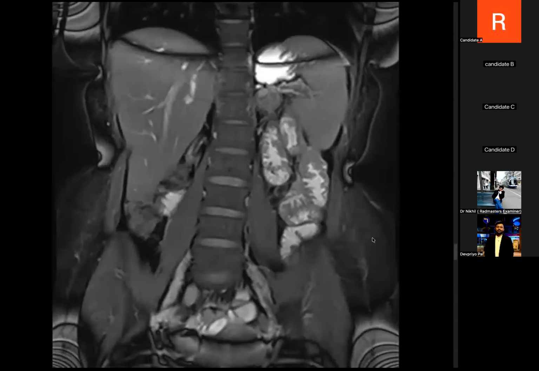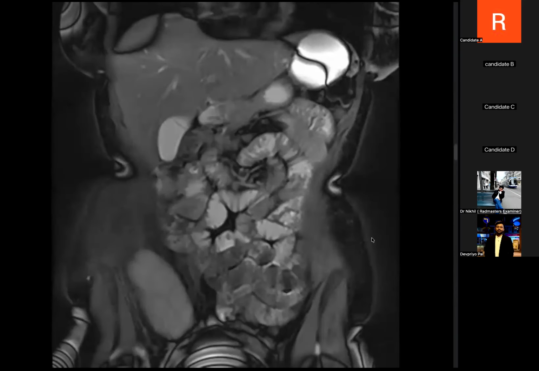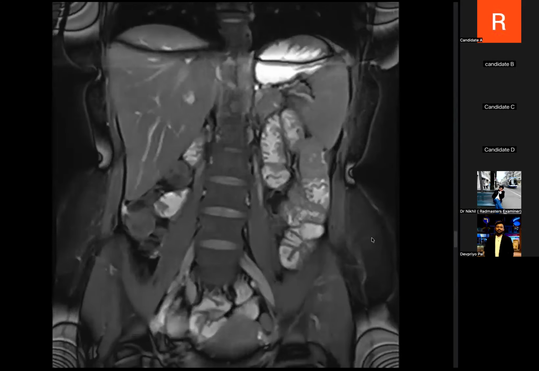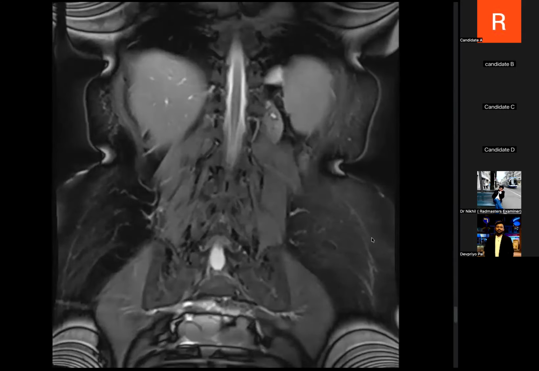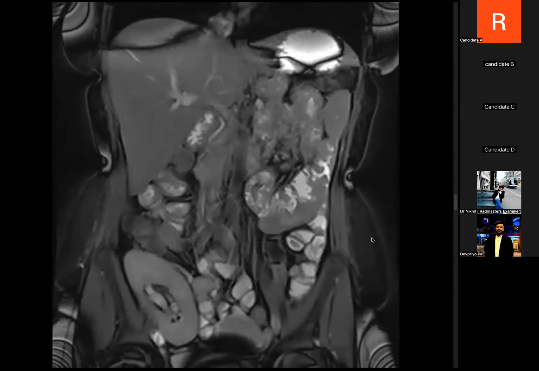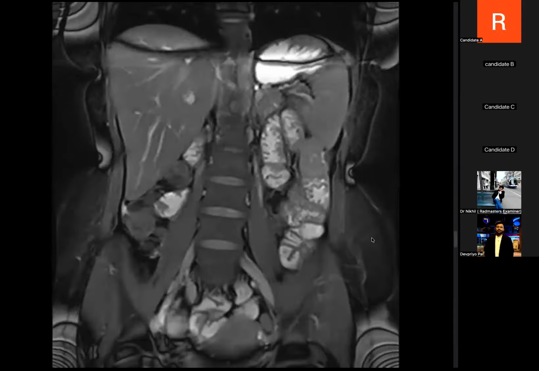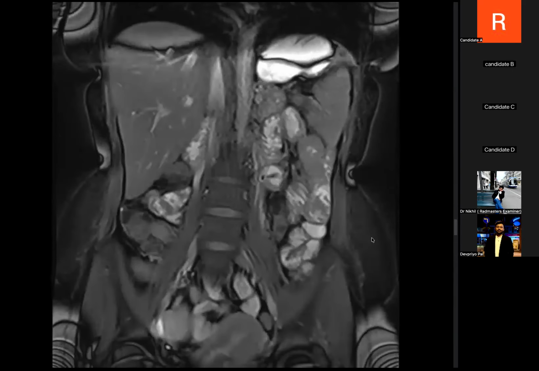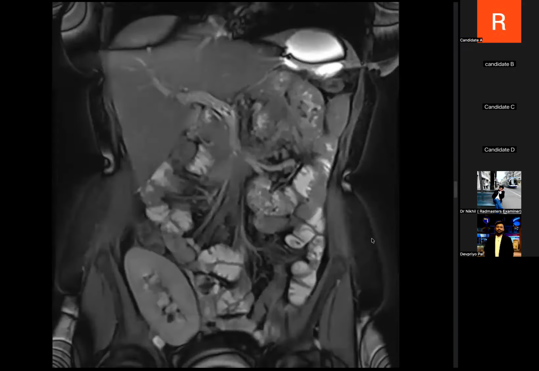In my routine practice, I would trace the large bowel loops as well. But in this case, I am thinking in terms of post-transplant lymphoproliferative disorder causing the small bowel circumferential thickening. I would compare with any previous imaging available.